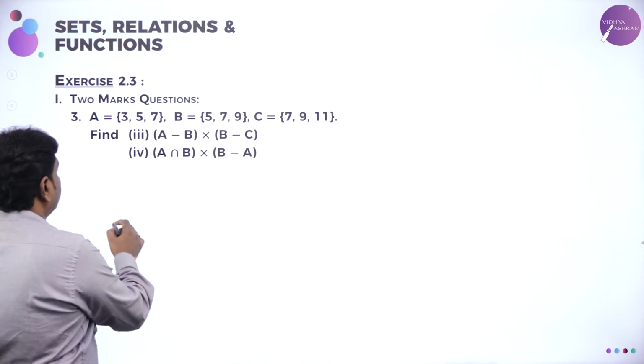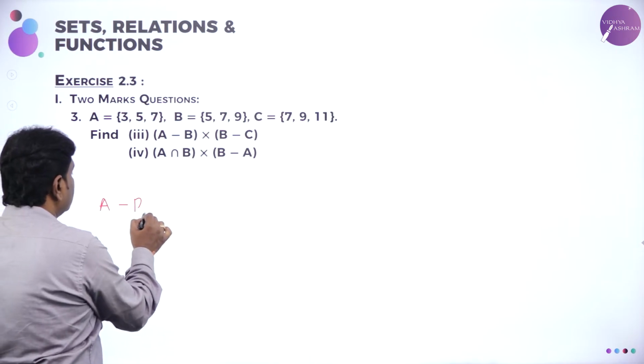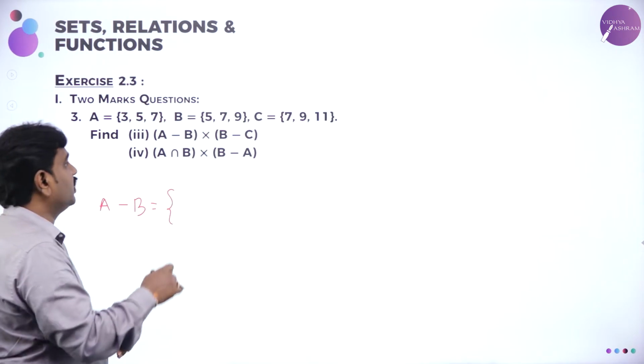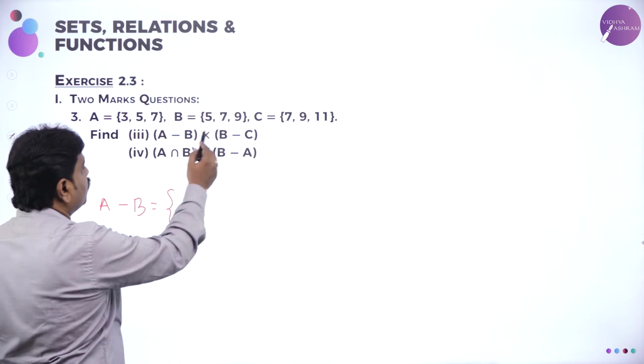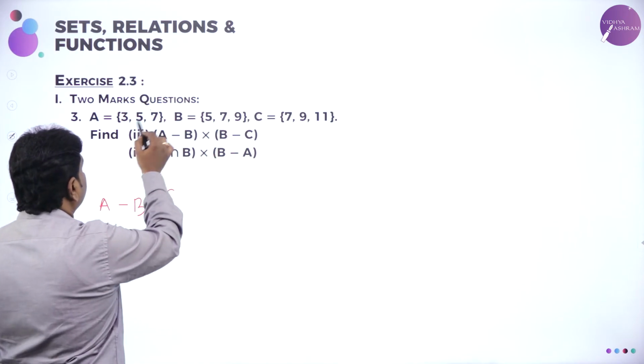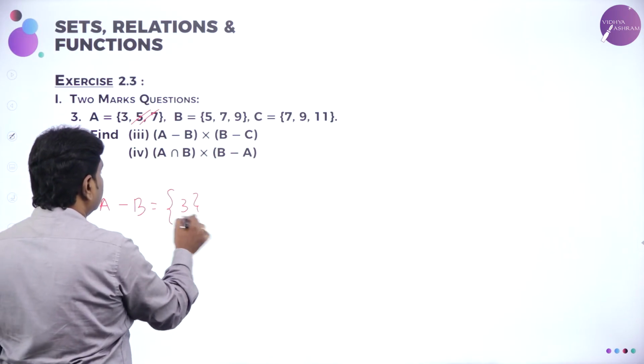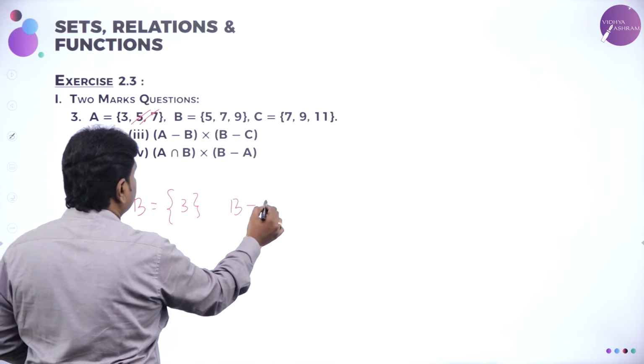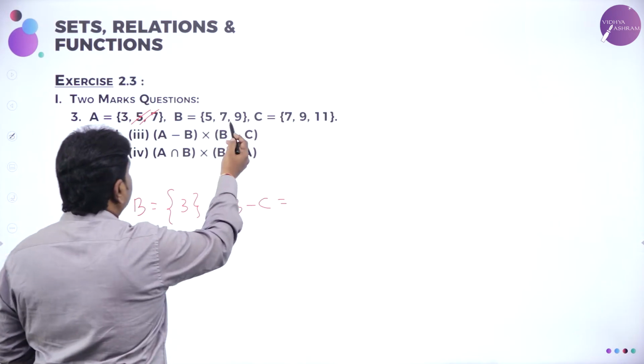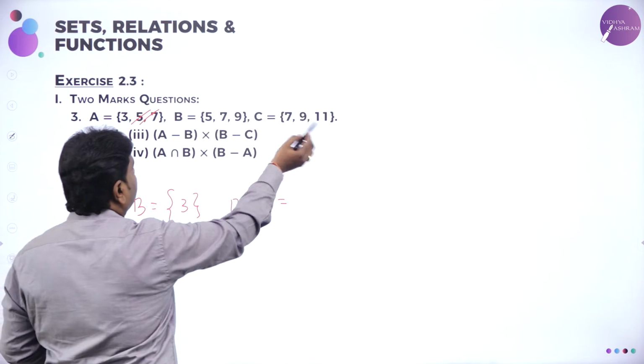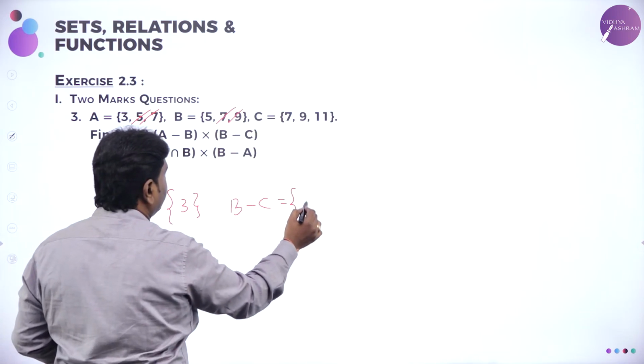So first we'll go to A minus B. What is meant by A minus B? Elements in A other than B. From A, {3, 5, 7}, remove B. Remove B means 5, 7, 9 I should remove. If I remove, I'll get 3. Then B minus C. What is meant by B minus C? From B, remove C. 7, 9, 11 you remove. 7, 9 if you remove, it will be 5.